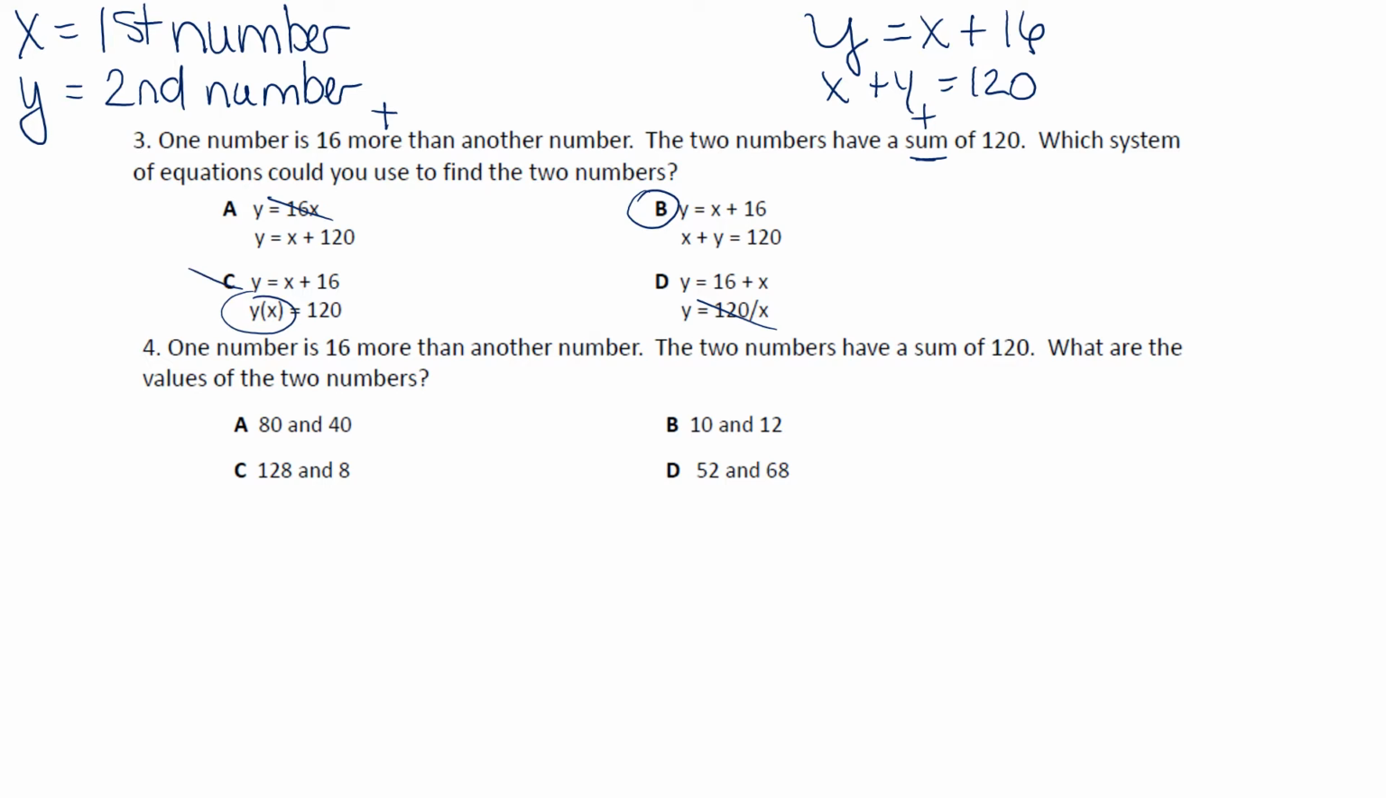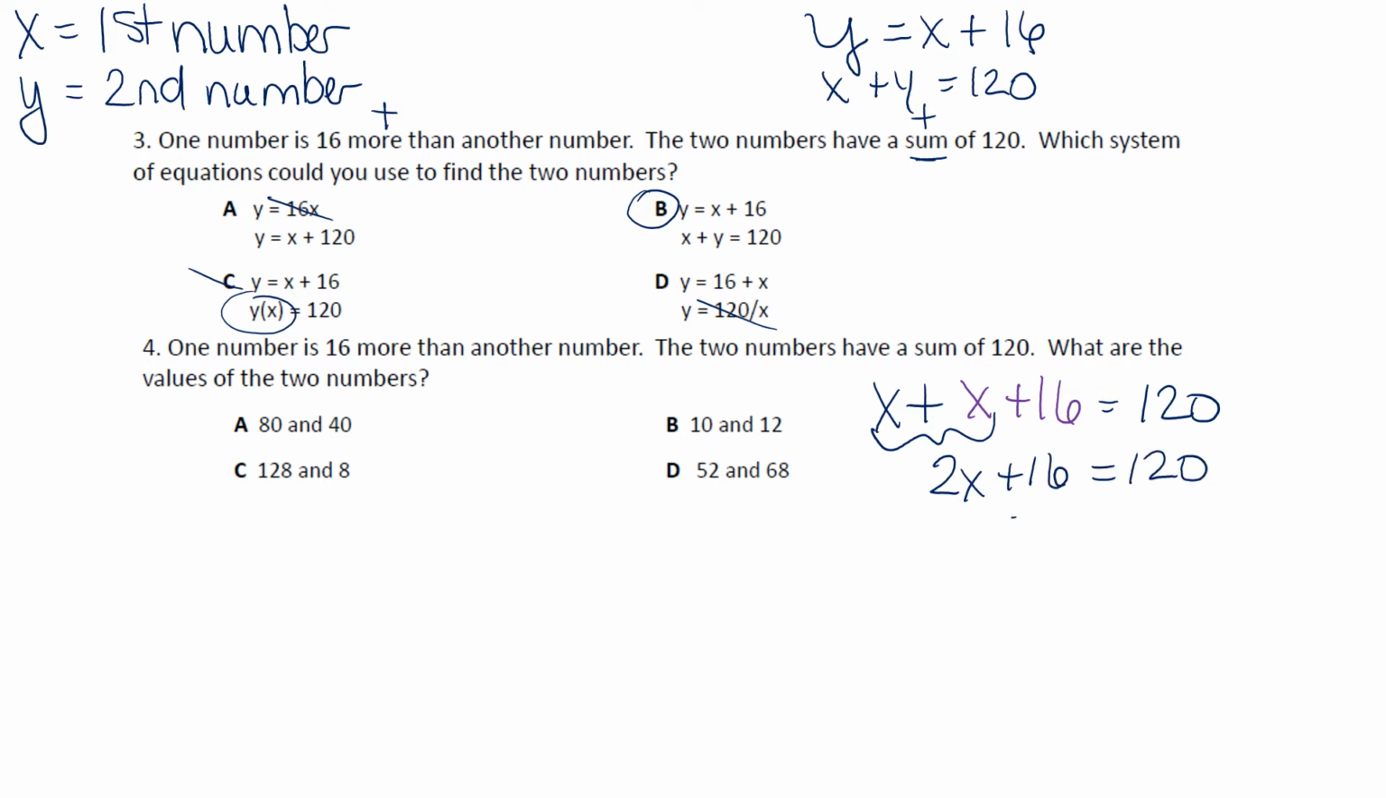Number 4, you're actually solving your system to figure out what those two numbers are. Since you do have a y equals, you are going to be able to substitute that into this second equation. So we're going to keep our x plus, in place of the y, we're going to substitute the x plus 16 equals 120. So then I'm going to combine my variables. So x plus x would be 2x plus 16 equals 120.